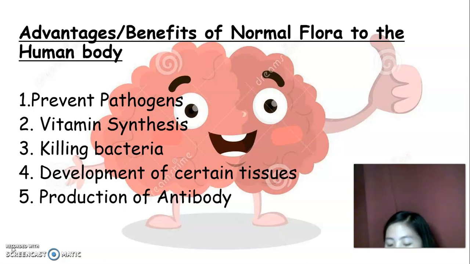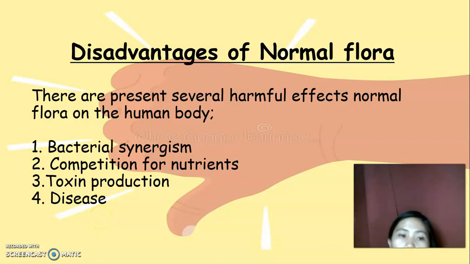And number five is production of antibody. The normal flora of the human body also helps to stimulate the synthesis of natural antibodies. For example, when the normal flora acts as an antigen in our body, they induce an immunological response, in particular an antibody-mediated immune response, which induces production of natural antibody. And next is disadvantages of normal flora.